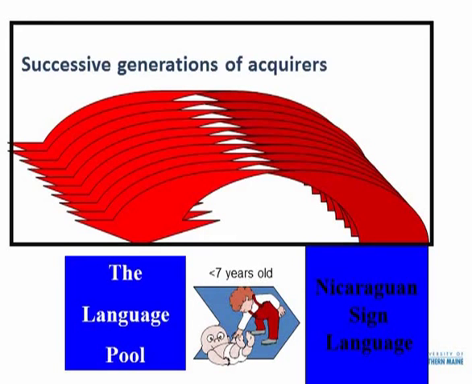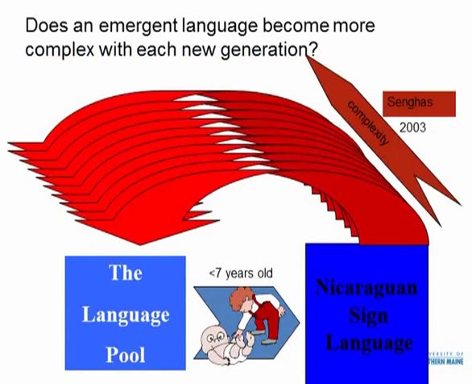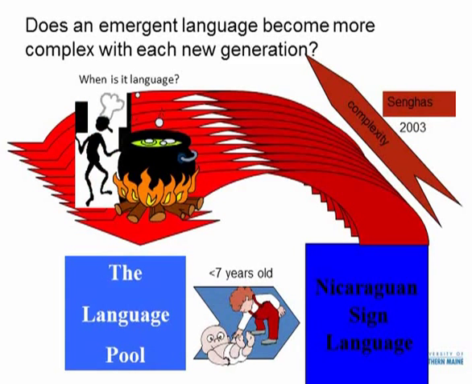And the question is, does an emergent language become more complex with each new generation? Senghas has argued yes. She's argued that there are regularities, there are things that come into the grammar over time. But when? When is it a language? Is it done now? Is it done at the third cohort, the fifth cohort? Are they zebra finches?